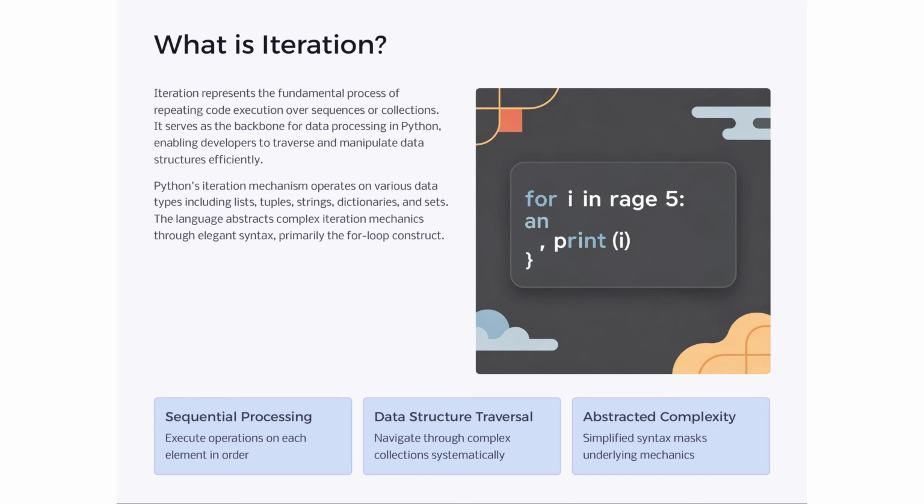Iteration is the core process of executing code repeatedly over sequences or collections, crucial for data processing in Python. It efficiently traverses data structures like lists, tuples, and dictionaries using the for loop. This mechanism allows sequential processing and systematic navigation through complex collections, with Python's syntax abstracting the underlying complexity.